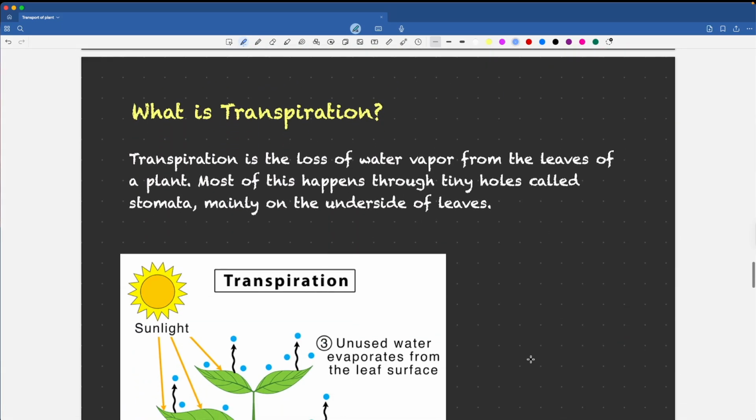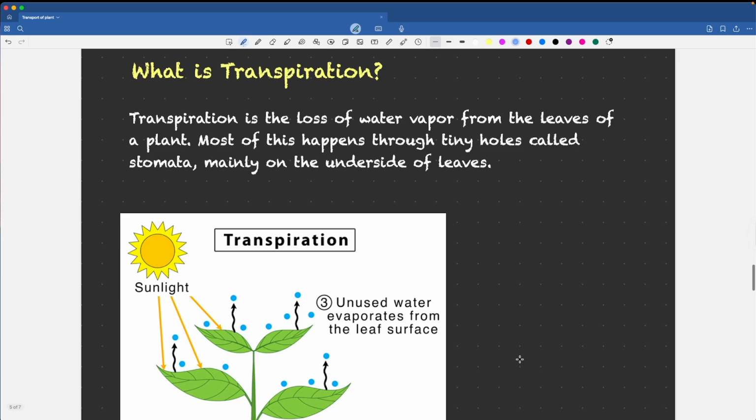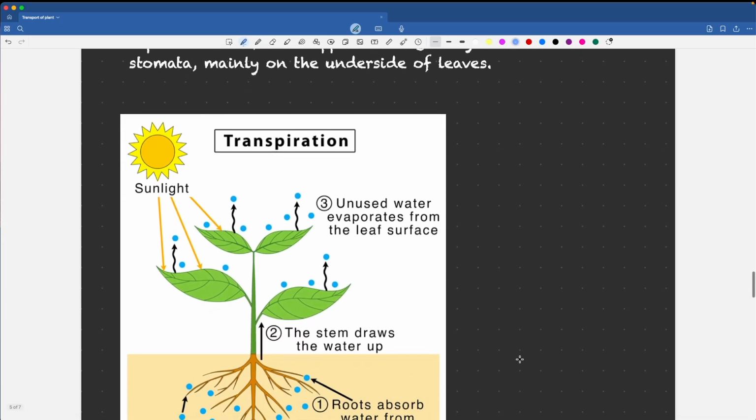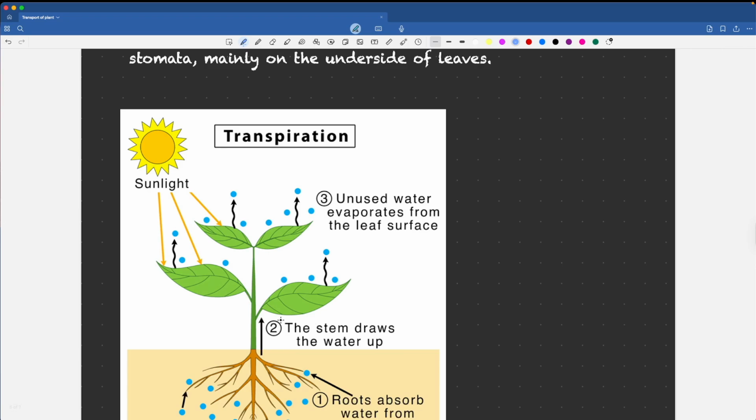Now let's look at another interesting topic, which is transpiration. Transpiration is simply the loss of water vapor from the leaves of a plant. Most of this happens through tiny holes known as stomata. In the leaf, water vapor is being evaporated every second, and it passes through a hole known as a stoma. Stomata look something like this. Water molecules are just passing through this hole.